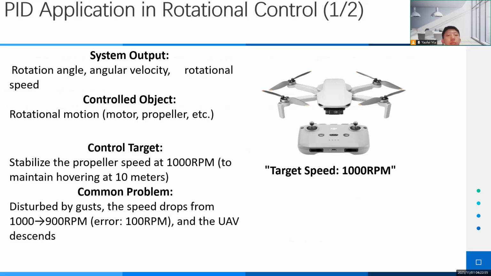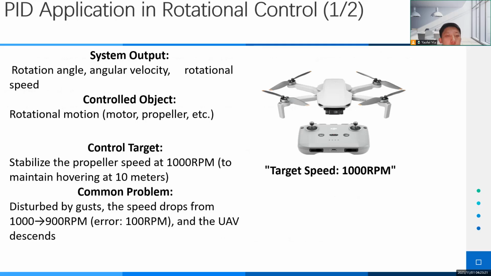The second application is rotation control. The system controls rotation, like rotation angle, angular velocity, or rotation speed. The control objects are things like motors or propellers.